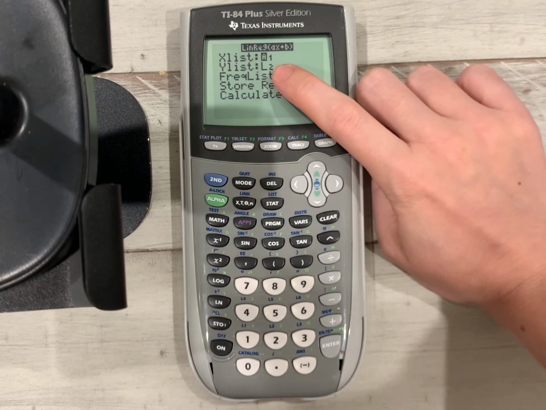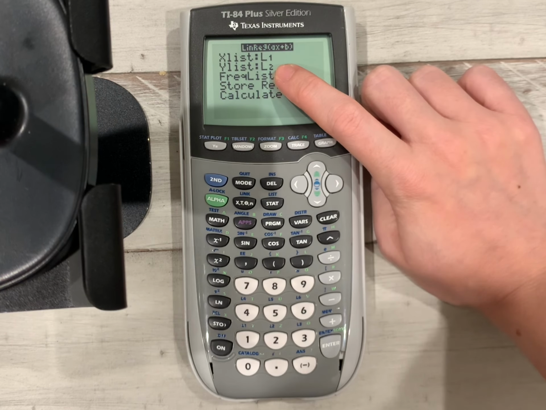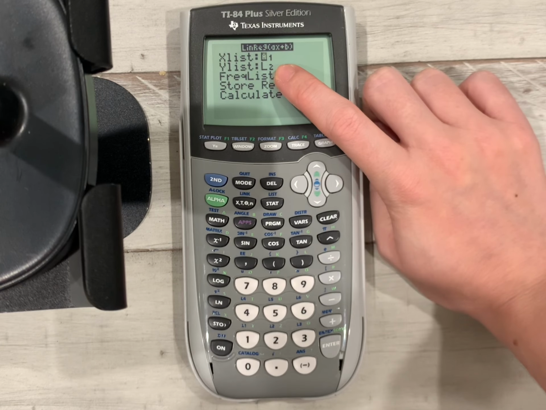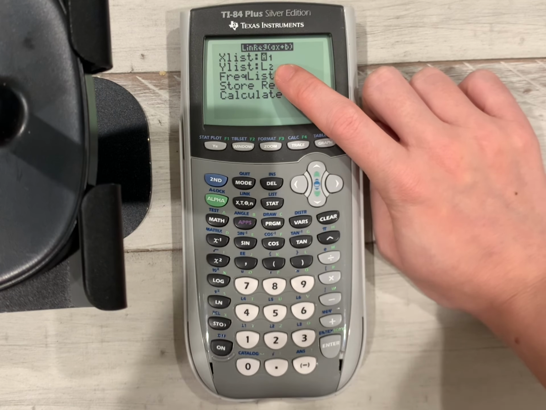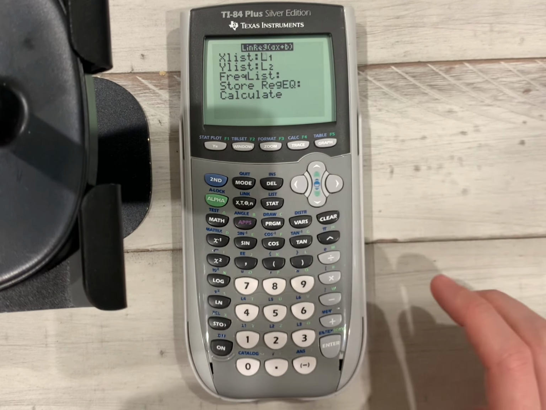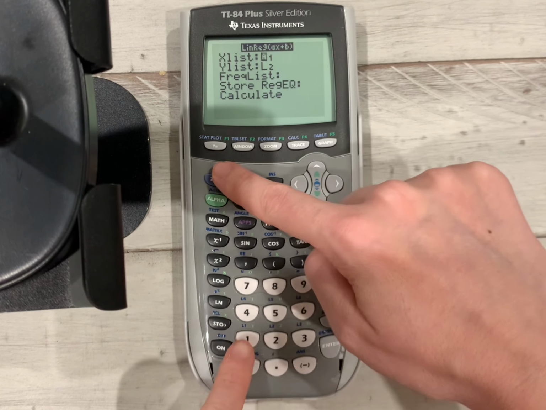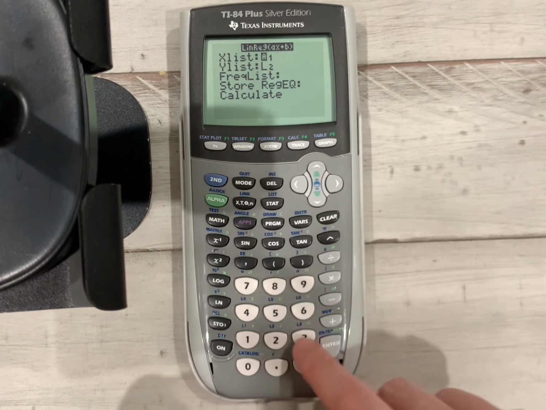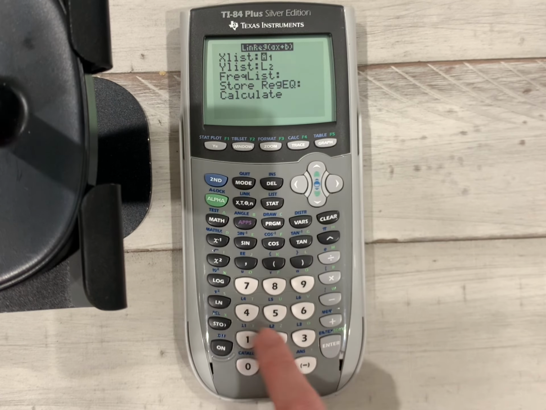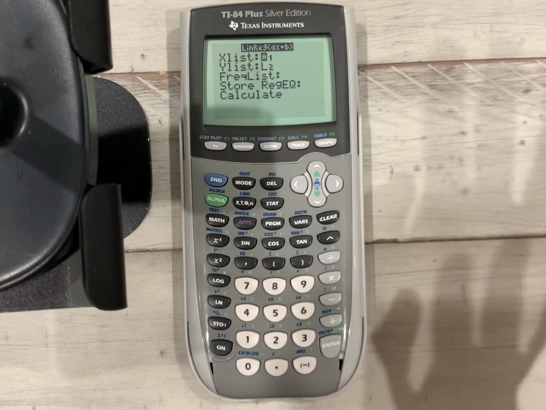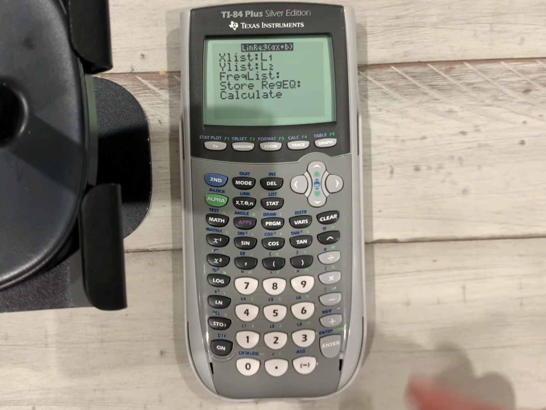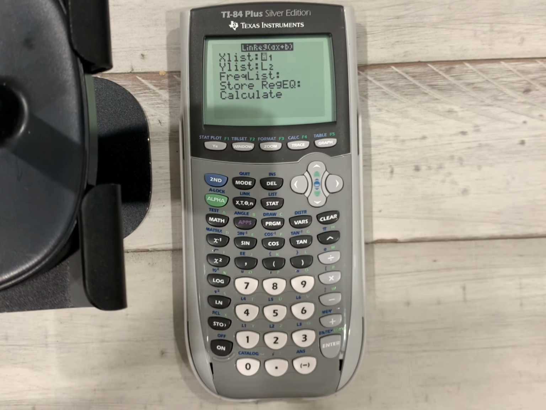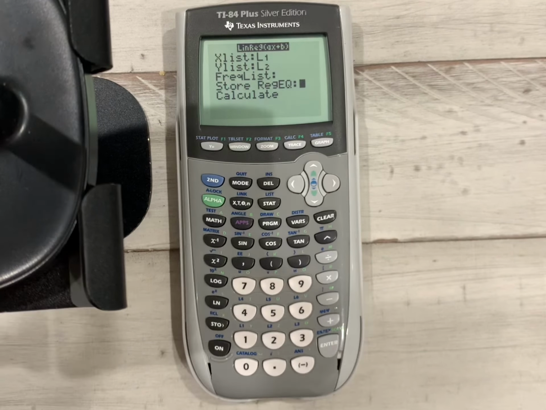My Y list of Y values is list 2. If you've put them into different lists, you will have to go ahead and change those. Just go into second list 1, second list 2, second list 3. You'll see that they're right above the 1, 2, 3, 4, 5, 6 buttons. You'll see L1 through L6. So you can just change whichever list you've put in there.